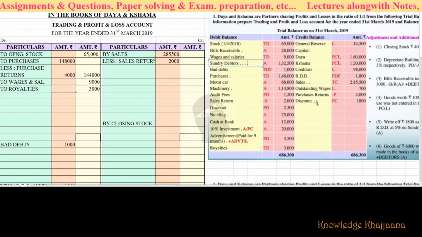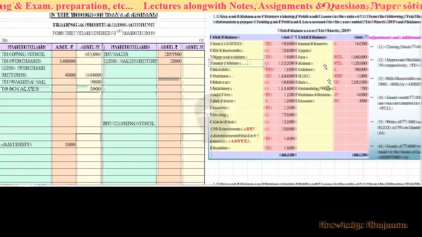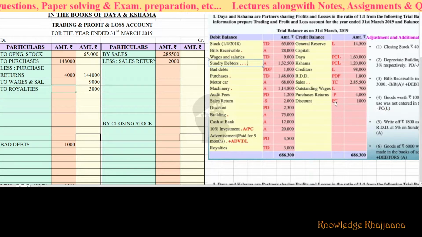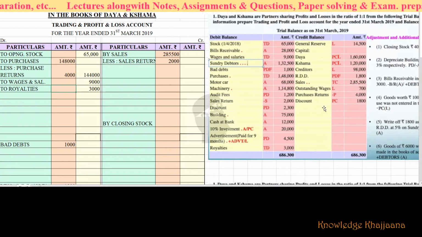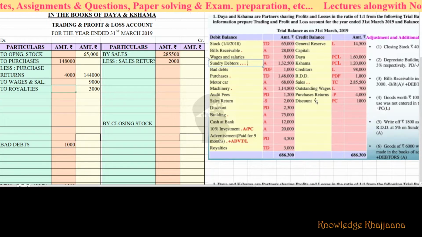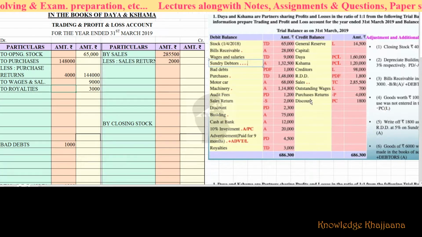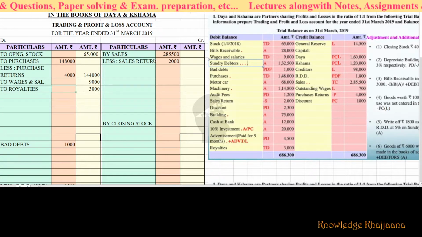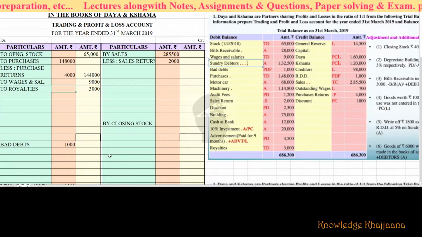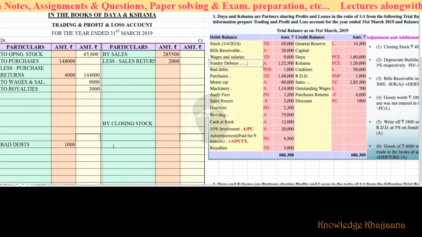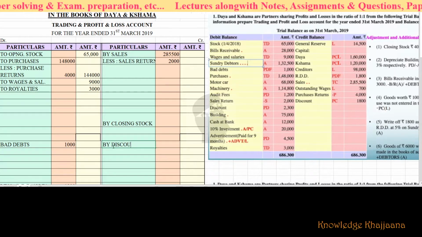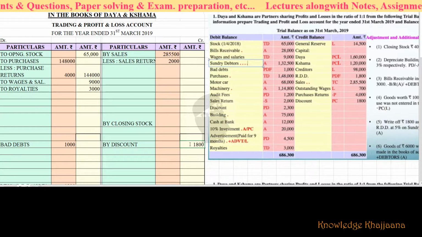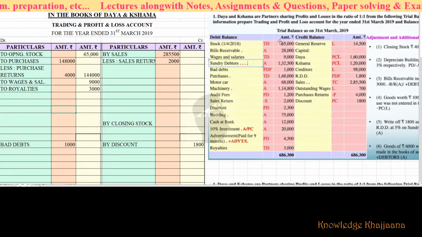And the last item, that is discount. Discount is given on the credit side, which means we got the discount, right? So it is an income. We got a discount for paying early. So that much of amount of discount we have to record on the profit and loss account credit side, by discount, rupees 1,800. So far we have recorded all the things.